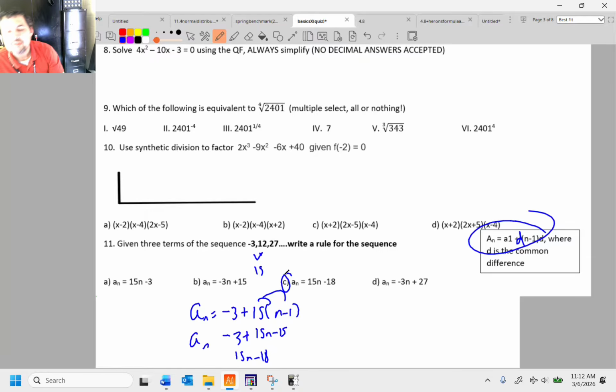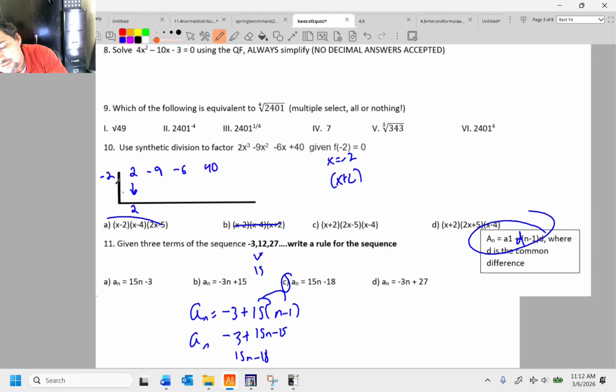Choice C. Use synthetic division to factor this polynomial. Okay, you're told that x is -2. That's the -2 there. That means you have a factor of x plus 2. Gone, gone. You see how you just made it 50-50? Coefficients are 2, -9, -6, and 40.